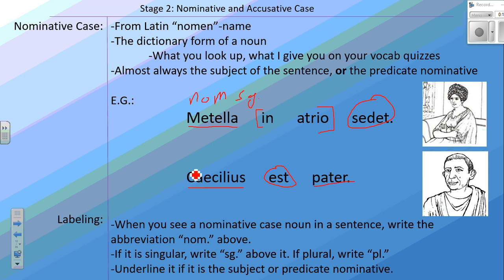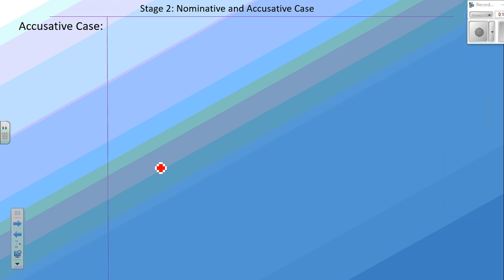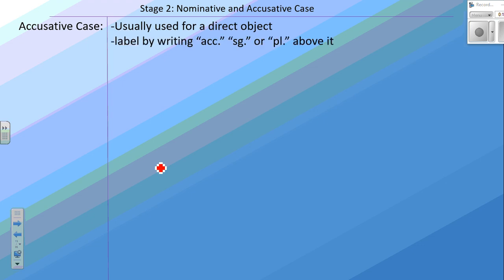Right? And I do that above caecilius as well. I just don't feel like trying to write with my little dot on my screen right now. So let's talk accusative case. Accusative case is usually used for a direct object. It can also be used for a couple other things as well. We'll talk about them as we encounter them.